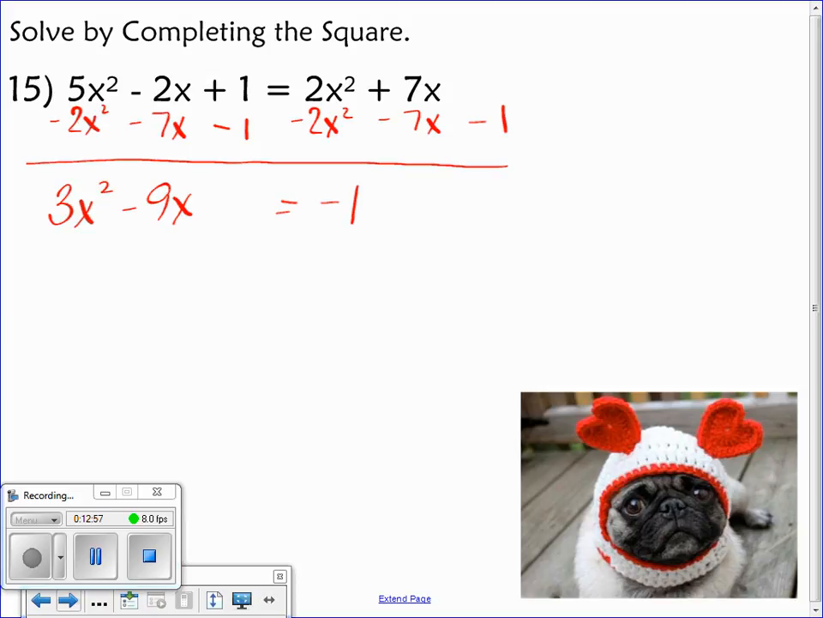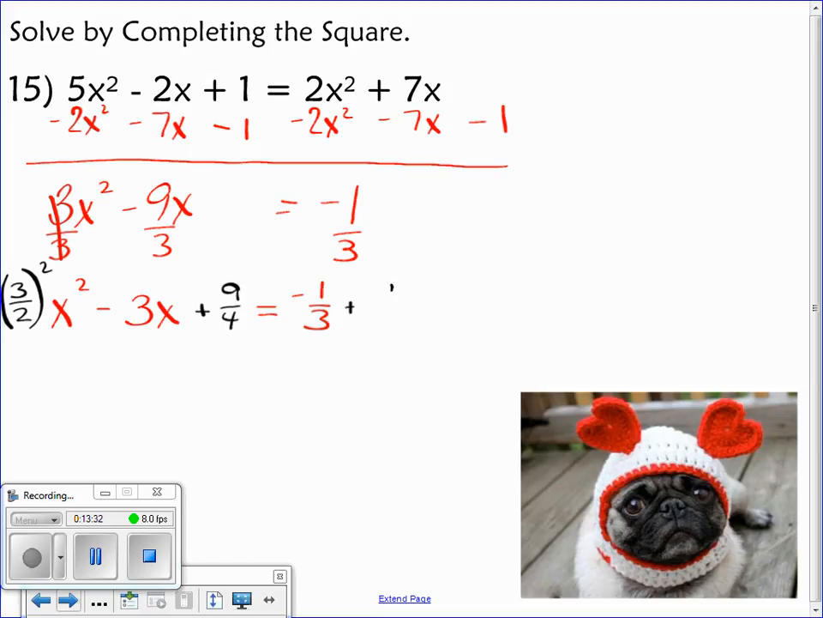All right, so once you move everything, what's my next step? Good, divide by 3. You got to divide by that a value. So x squared minus 3x equals negative 1/3. All right, then what? B over 2. There you go. So 3 over 2. Oh, that's a fraction. Squared. 9/4. Okay. So how does that factor then?